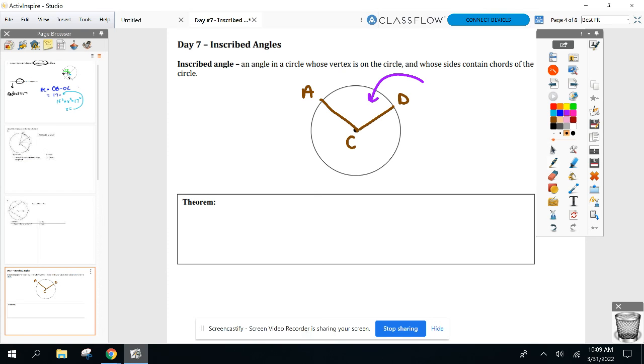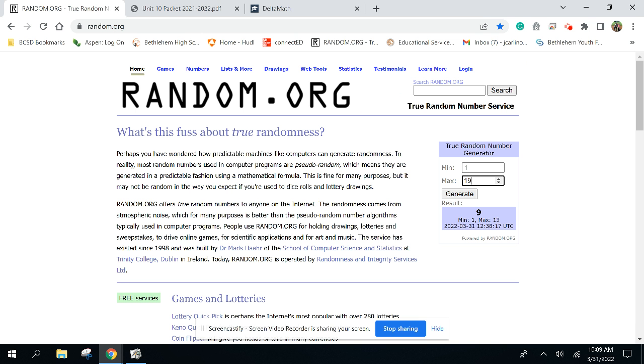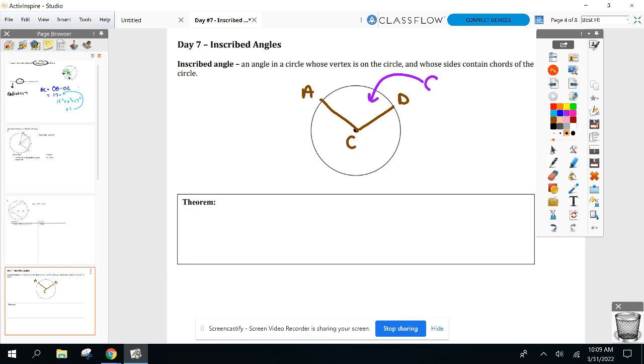Type of angle ACD is. What do I call that? ACD is what type of angle? Central angle. Good job, because it comes from the center. All right, my next question is angle ACD. How do you find it? ACD, how do I find it?